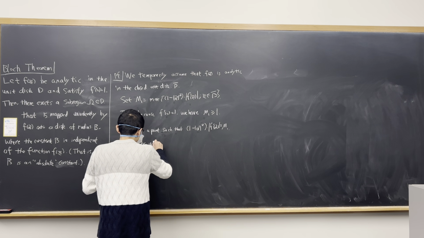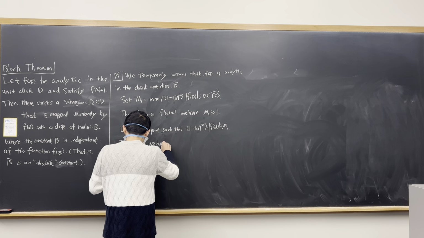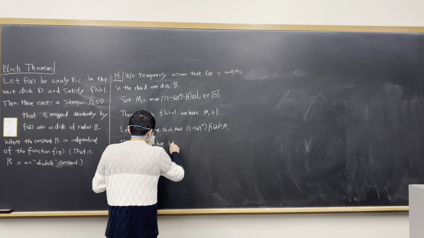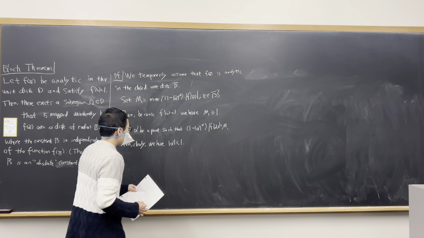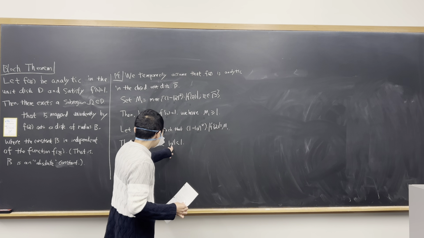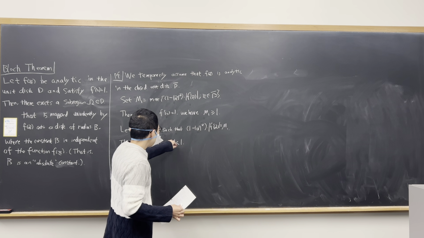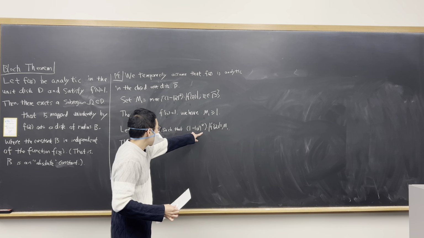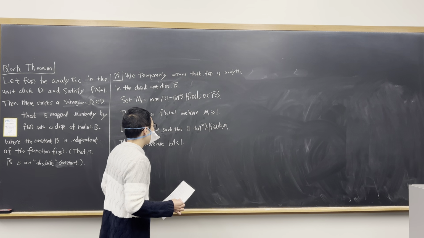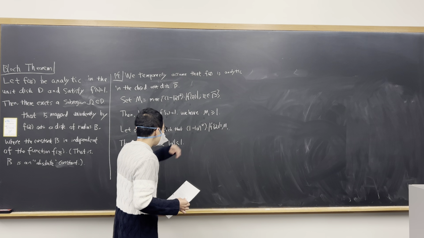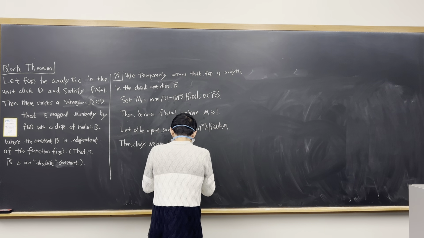Clearly, we have this modulus of alpha is less than 1, right? Because if the modulus of alpha were equal to 1, then this M1 would be equal to 0, which cannot be, so it must be less than 1.